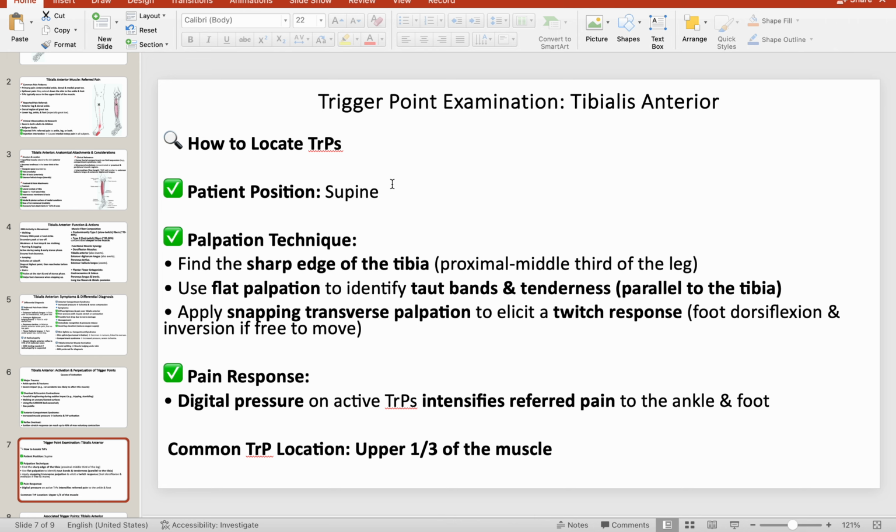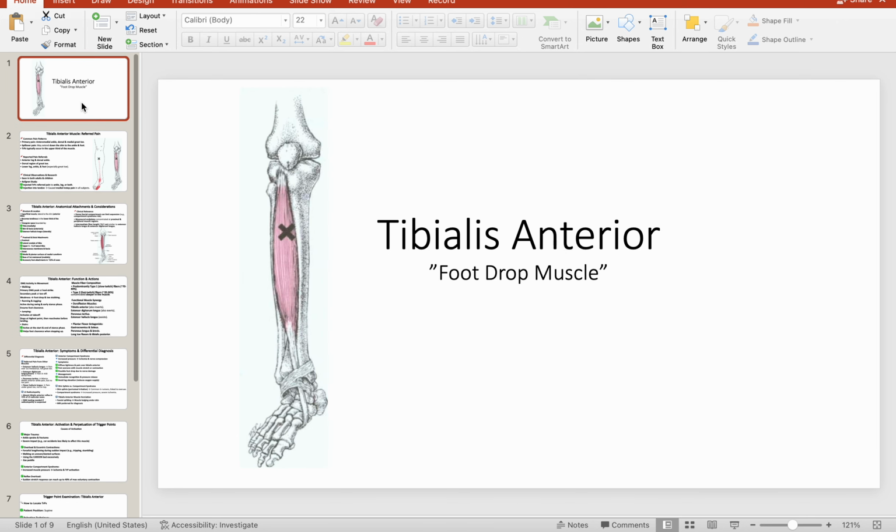How do you locate it? Usually supine. You can find it on the sharp edge of the tibia. Usually this is where I do my shock wave. So I use the shock wave along the edge of the tibia. And then for dry needling and hands-on stuff, I shock wave a lot in here and then down in here. And then I also shock wave down here as well. Just along the tendons a lot.